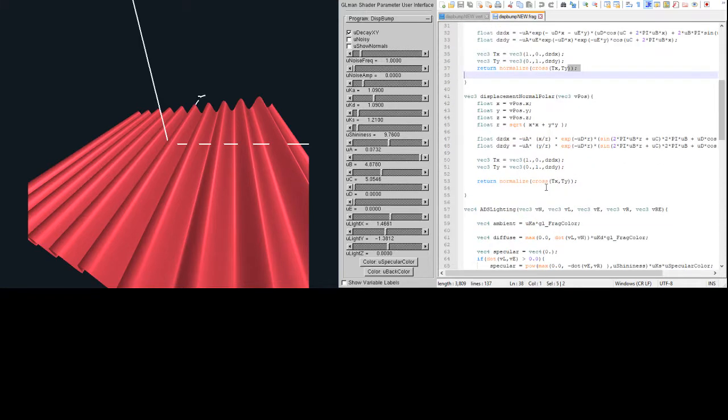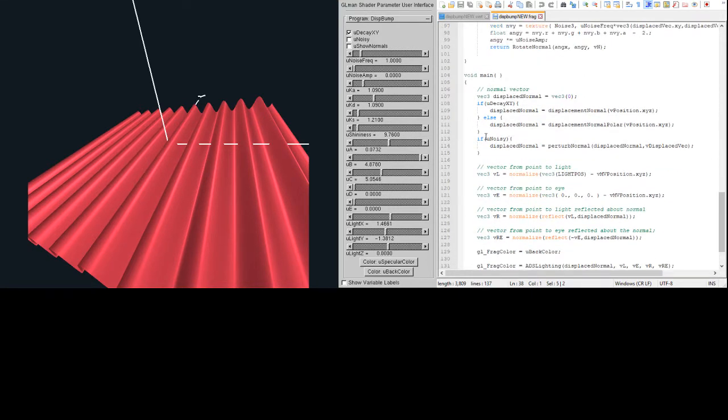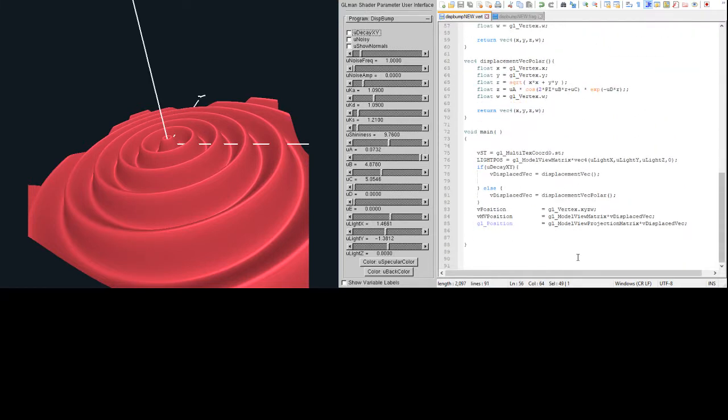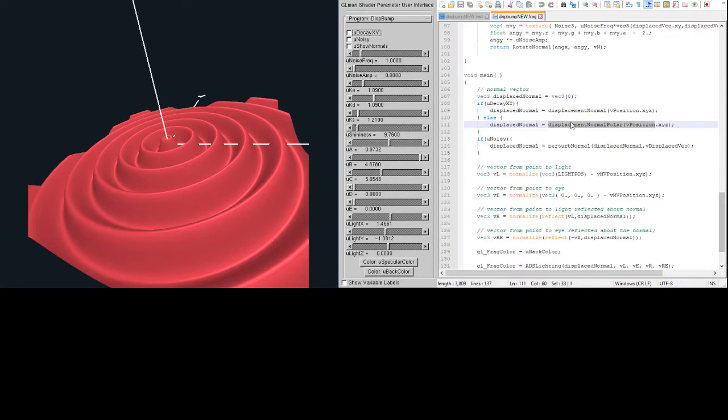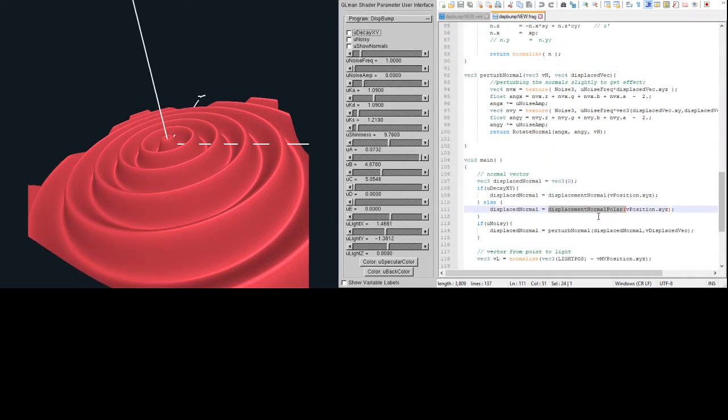So math is good. If I come down here to my main function again, the other case, when I uncheck this box, is the polar coordinates. I pass in this v position, by the way. V position is just the GL vertex. It's the non-displaced vector. So I'm passing the non-displaced vector to compute the normal in the fragment shader. So if I come up here, let's see, displaced normal.